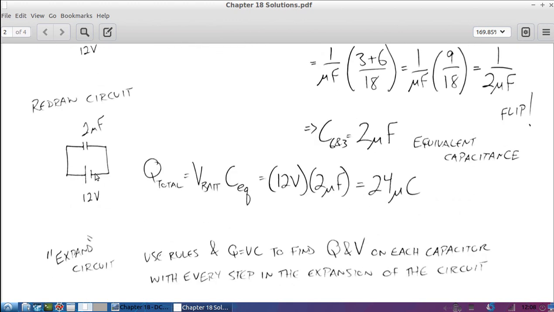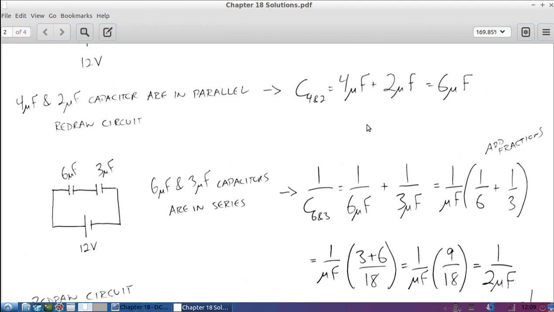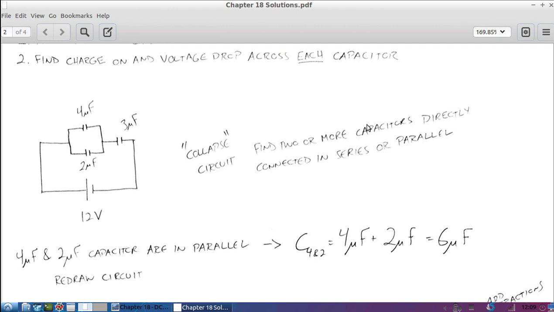The end of step 1 is a diagram with a battery and a capacitor that represents the equivalent capacitance of the entire circuit. So that's step 1 right there. 2 microfarads is the equivalent capacitance. Once I get to this point, I'm starting step 2, which is to find the charge and the voltage on each capacitor. I've got 3 capacitors, and I've got to find Q and V for all 3 of those. Now this depends on me remembering the rules for series and parallel capacitor circuits.